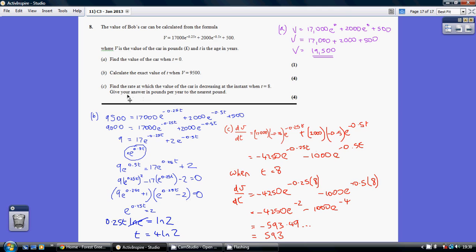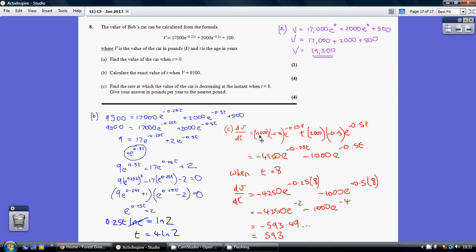Now for part C, we've got to find the rate at which the value of the car is decreasing at the instant when t is 8. So rate of change, so we need to differentiate. So we need to differentiate v with respect to t to find dv/dt. So how do we differentiate when we have powers like this? Well, when it's e to the power of something, the differential is the same, but we have to differentiate the power, minus 0.25t, and bring that down to multiply at the front.